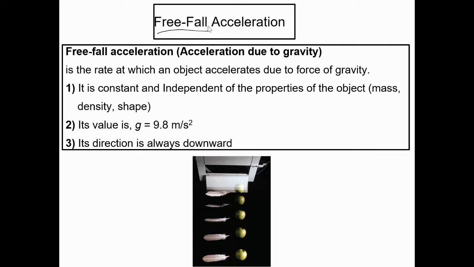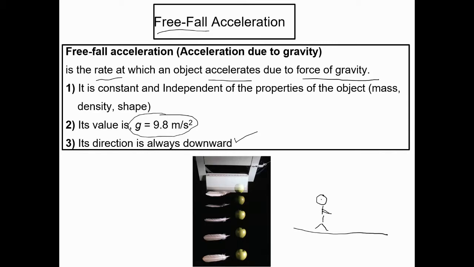So what is the meaning of free fall acceleration? The free fall acceleration is the rate at which the object accelerates due to the force of gravity. So these 3 points are very, very important. The object accelerates at 9.8 per second. Yes, so we know the value of g. What is the value of g? 9.8 meter per second squared. Here your acceleration due to gravity is always down. For example, I am on the ground and I am having a ball in my hand.